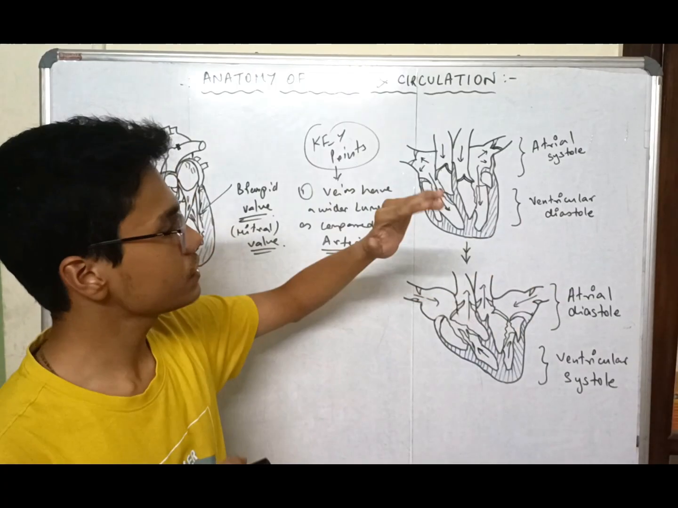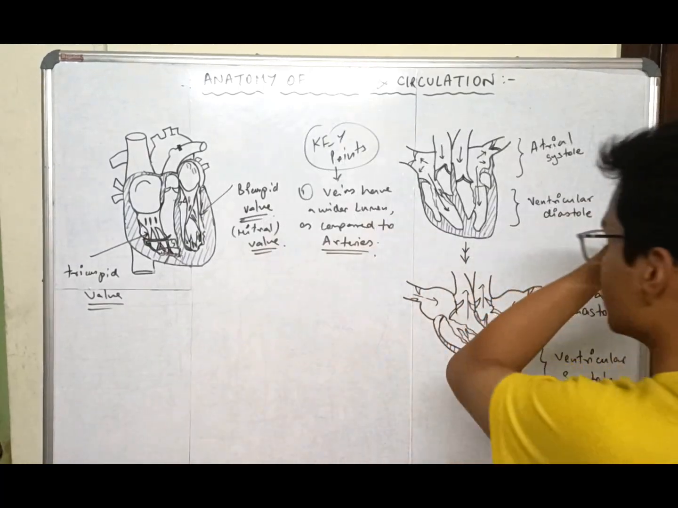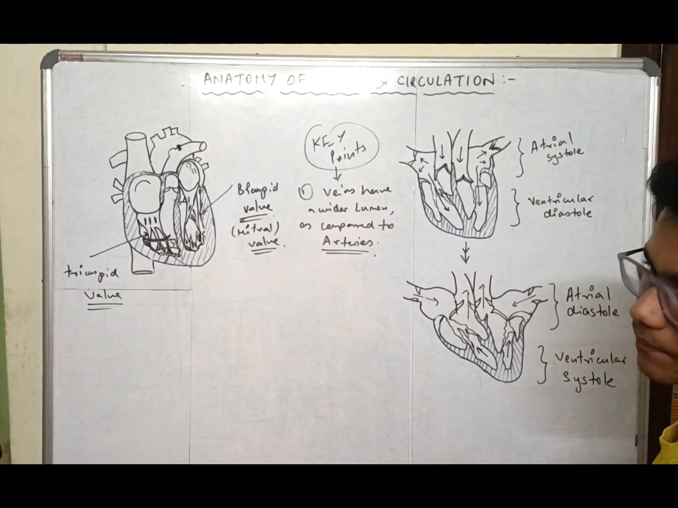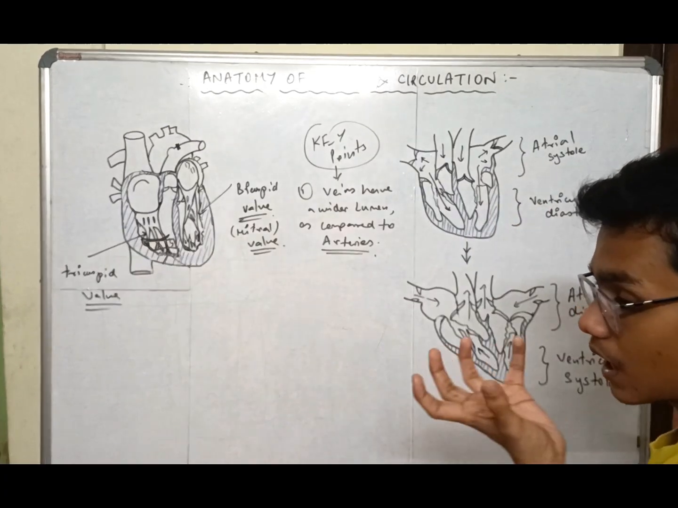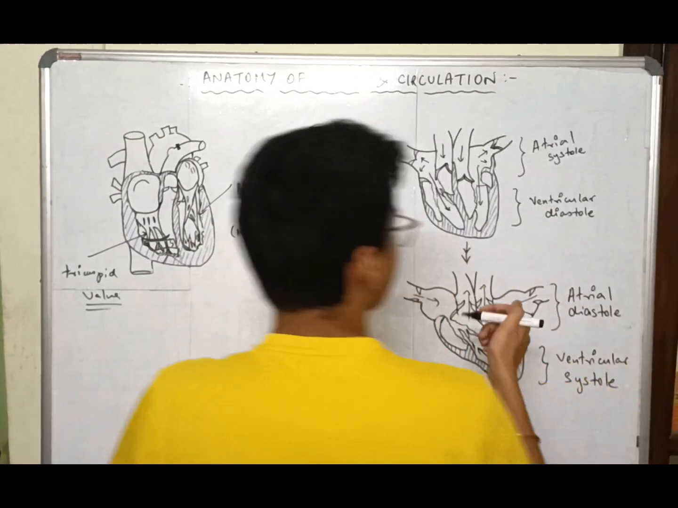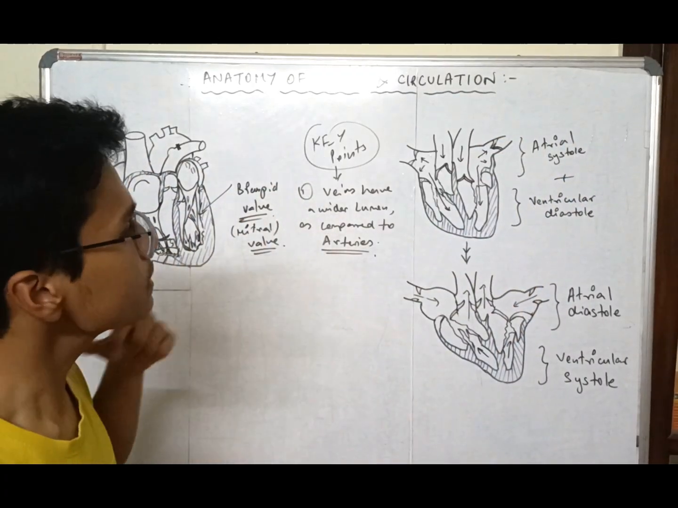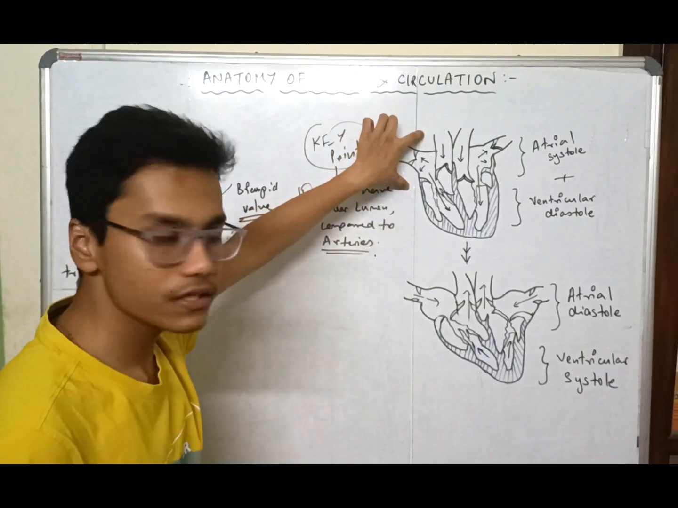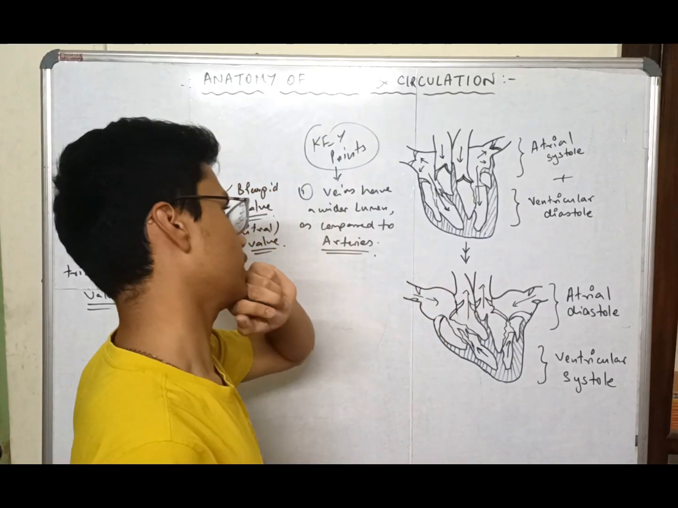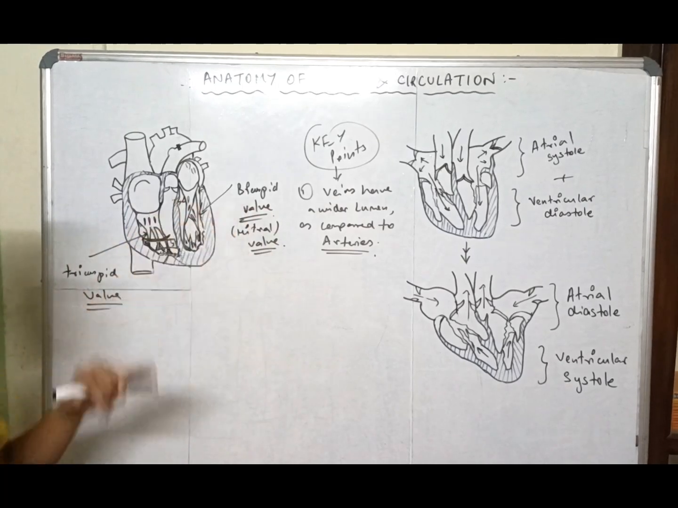First, let's take atrial systole. Whenever the heart is in the general relaxation state, we see that it consists of atrial systole and ventricular diastole. That means the atrial chambers are in contraction and the ventricular chambers are in diastolic, or relaxation, condition. Now the general valves we had already discussed: the bicuspid valve, the tricuspid valve.